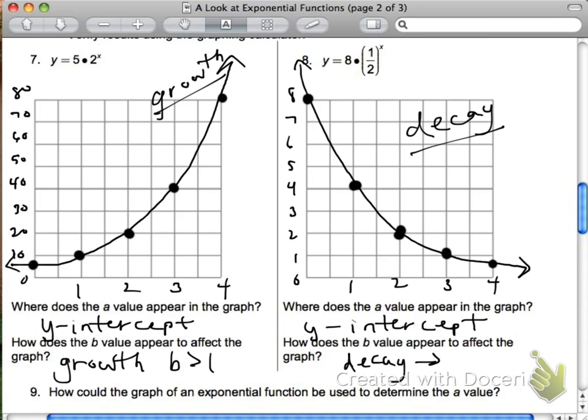And it's because between 0 and 1. Okay, how can I find my successive ratio?